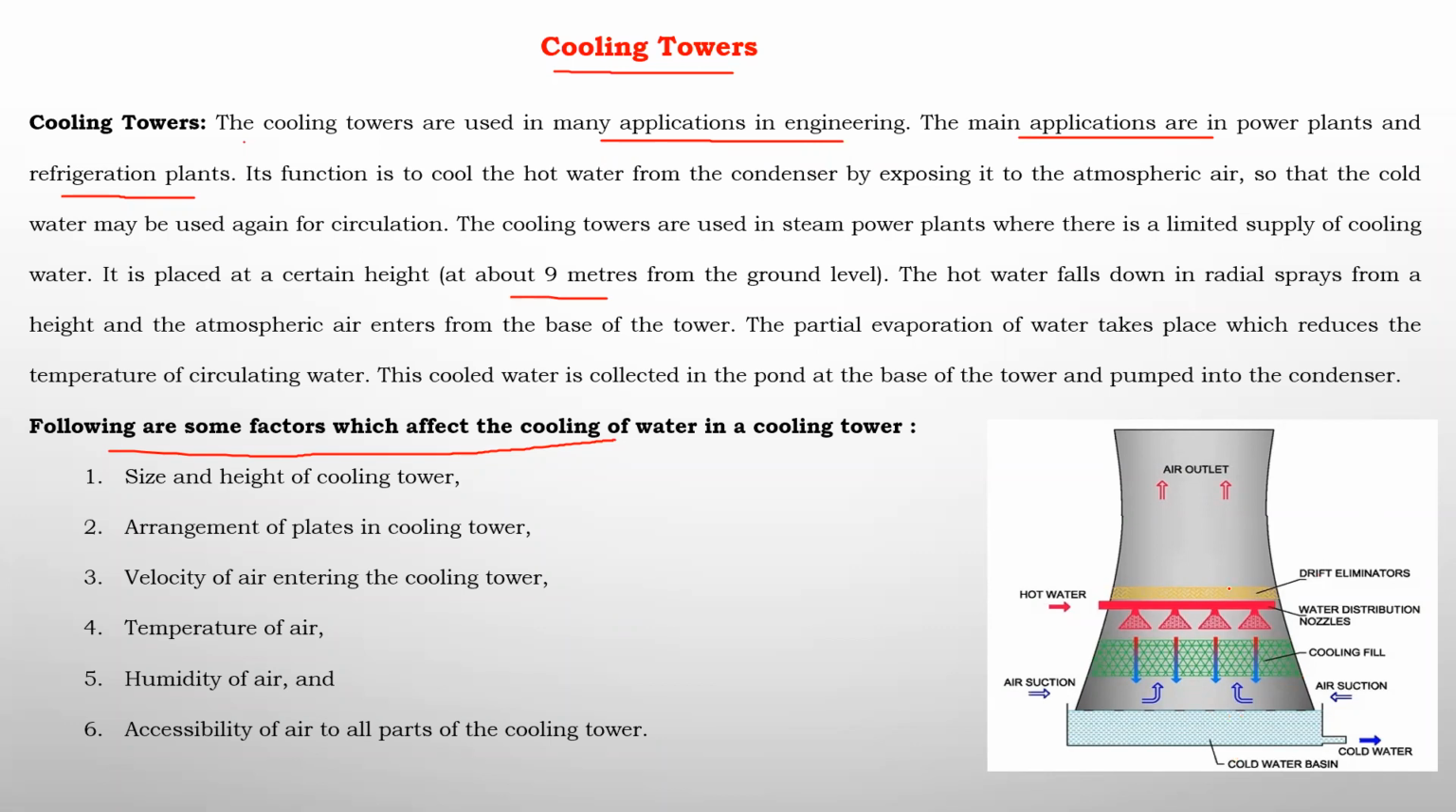If you observe the cooling tower shape, it is in the form of a convergent divergent nozzle shape. Why a convergent divergent nozzle shape? It is to create a pressure difference. For that purpose it is made in the form of a convergent divergent nozzle.